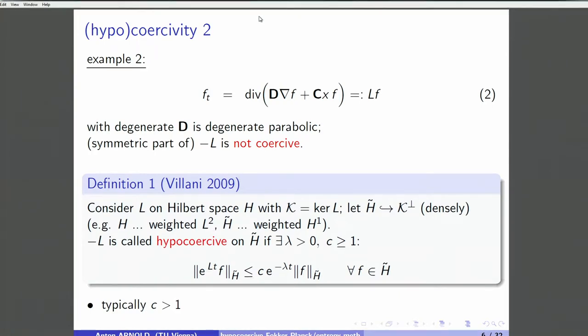this kernel. Just to give you a vague idea at this point, think of the larger Hilbert space as some weighted L2 space, as we had it on the previous page, and think of the smaller Hilbert space as some weighted H1 space. In many examples, this will be close to the correct setup. So then this differential operator L or minus L is called hypocoercive on the smaller space whenever there exists such an exponential decay rate. So you need two constants, a decay constant lambda, which appears here, and the multiplicative constant C that appears here in front, which typically will be larger than one.